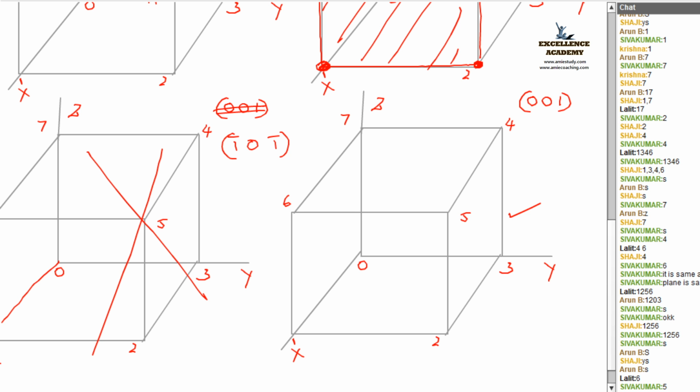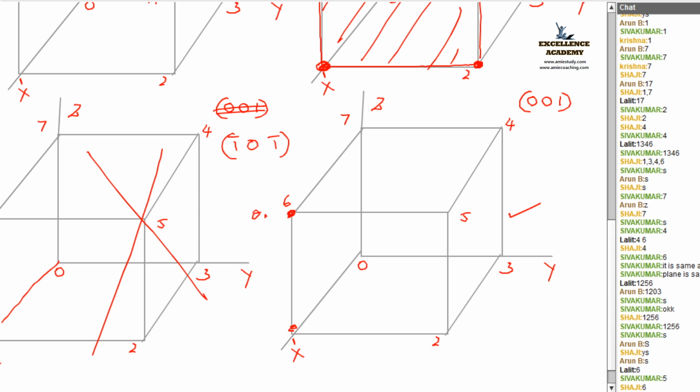You have to shift the origin through the x-axis first. Then I reach the point 1. Next, you have to shift along the z-axis. No need to bother about y. You have to reach the 6. So 6 is my new origin. So this is my new x, new y and new z.